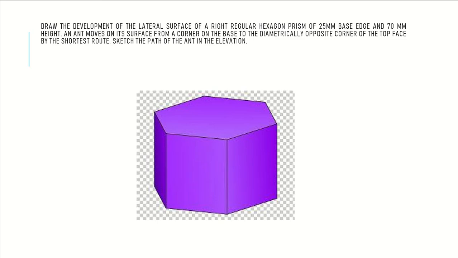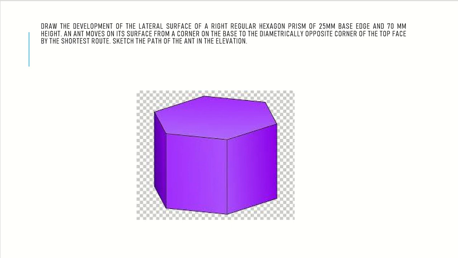Draw the development of the lateral surface of a right regular hexagon prism of 25 mm base edge and 70 mm height, and moves on its surface from a corner on the base to the diametrically opposite corner of the top face by the shortest route. Sketch the path of the ant in the elevation.